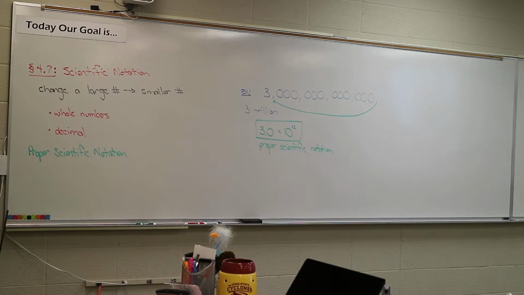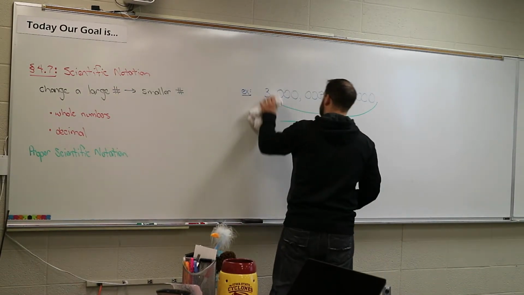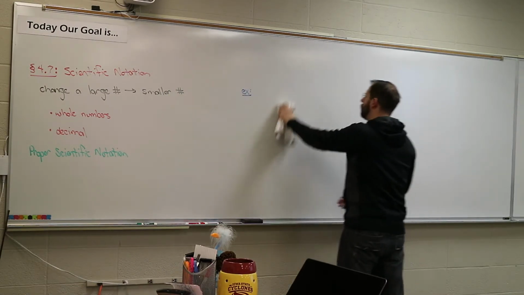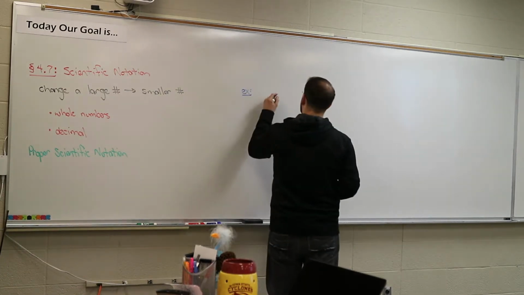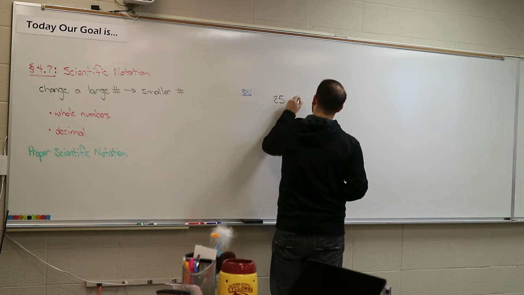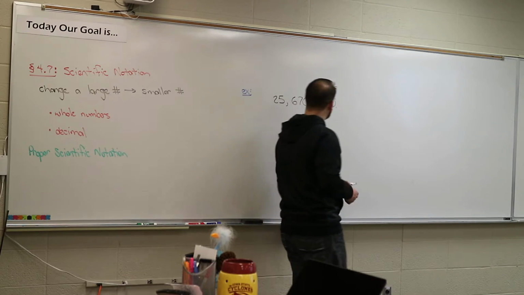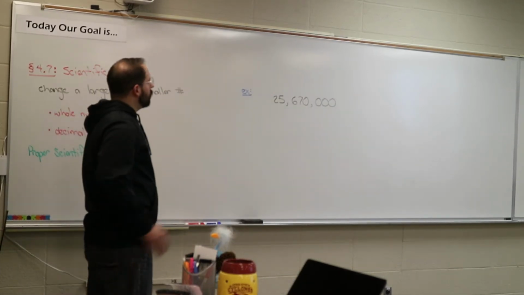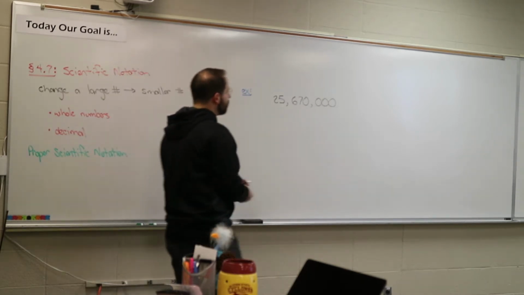Okay, so let's do another one here. But let's do one where we have, maybe not a trillion, but something smaller. Let's go with 25,670,000, and we'll just put some zeros after it. So 25,670,000. Okay, so the decimal's in the back, right?